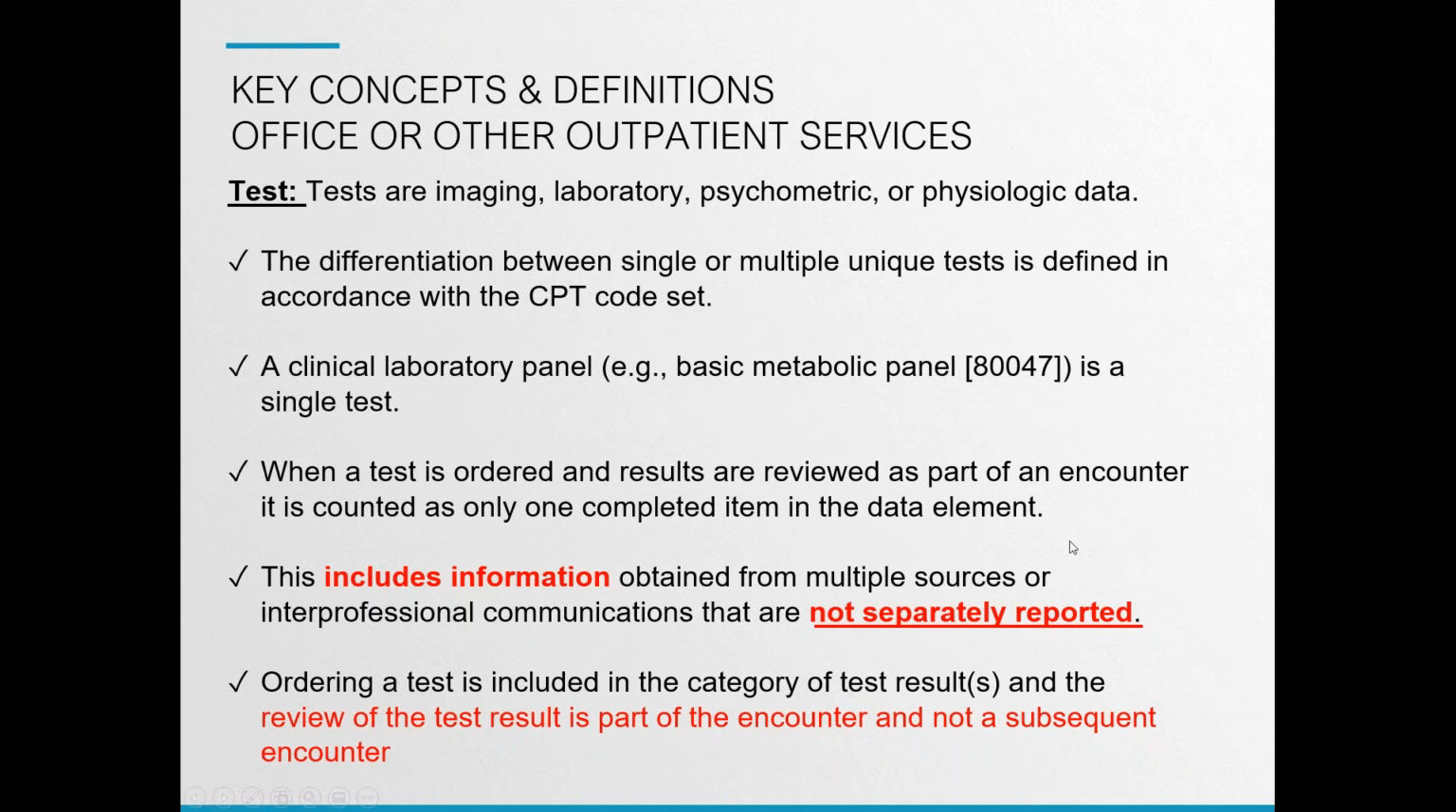When you are ordering a test, you will get credit for tests that are ordered but not separately reported, right? Key terminology here. If you're seeing a patient in your office and ordering a CBC, but you're going to do it in your office and bill for it and get paid for it, that doesn't count as an order. Ordering a test is whatever is being sent out. That's what you will get credit for. And the review of the test result is part of the encounter and not a subsequent encounter.